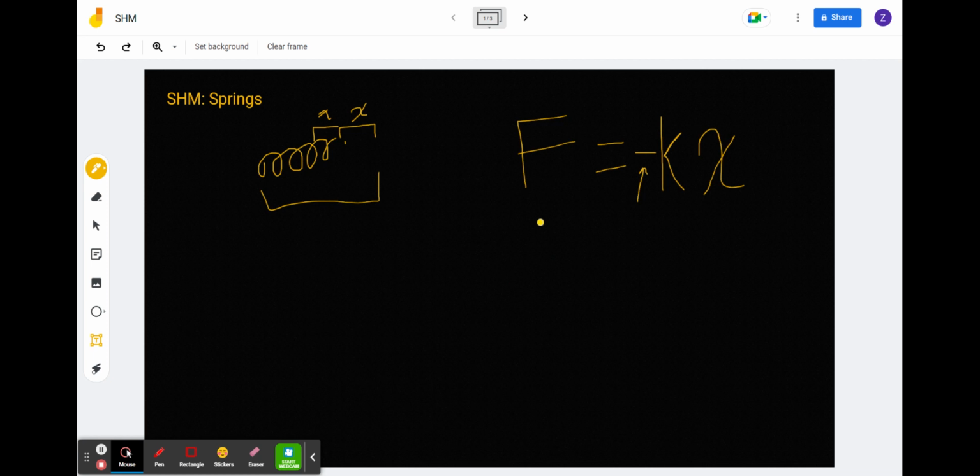Furthermore, the energy stored in a spring is given in the form half kx squared. And this is because energy is equal to the negative integral of force with respect to position. So if you integrate it, you'll get half kx squared.